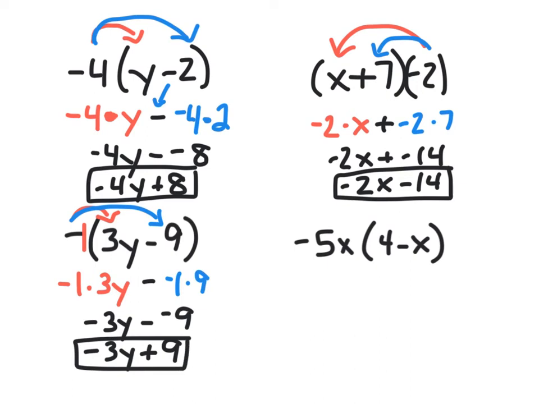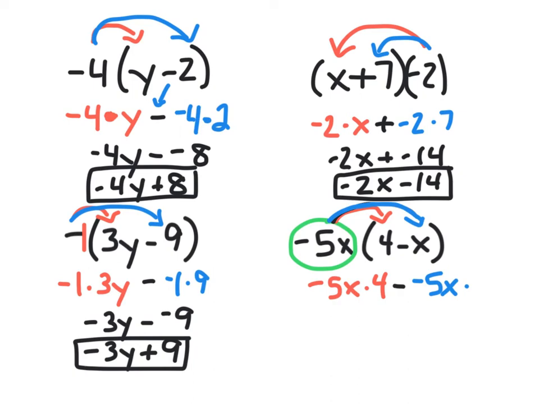And this one over here. We are distributing this entire factor of negative 5x to both items in the parentheses. So, start by same process. We're going to write negative 5x times 4 minus, pardon me, negative 5x times x.